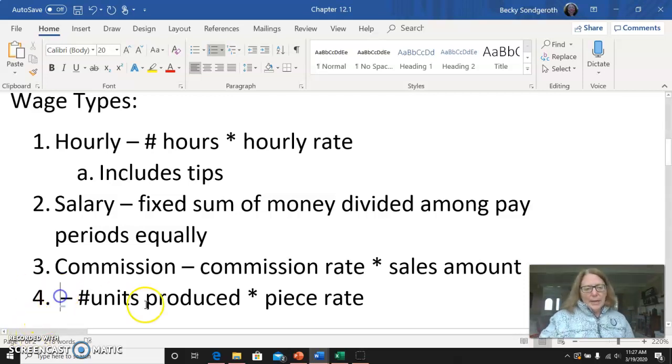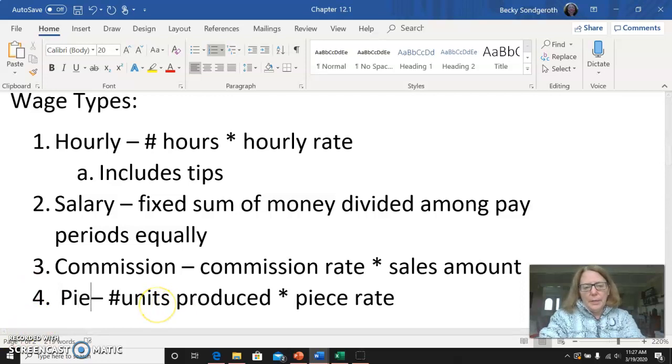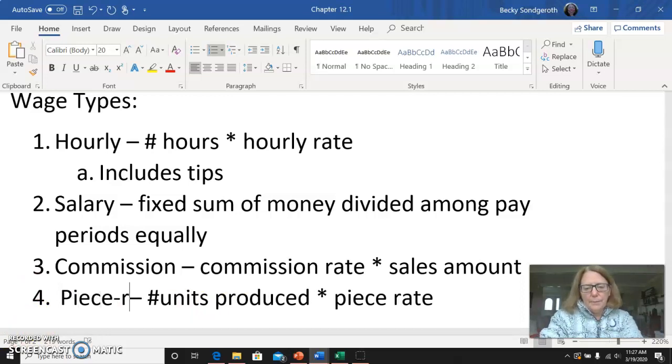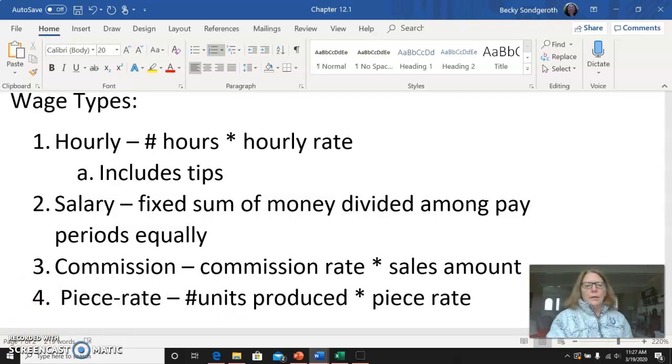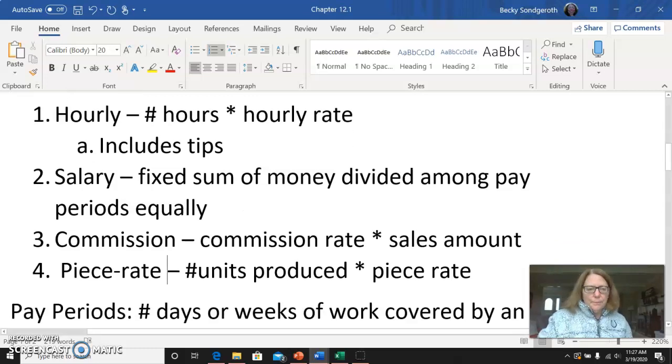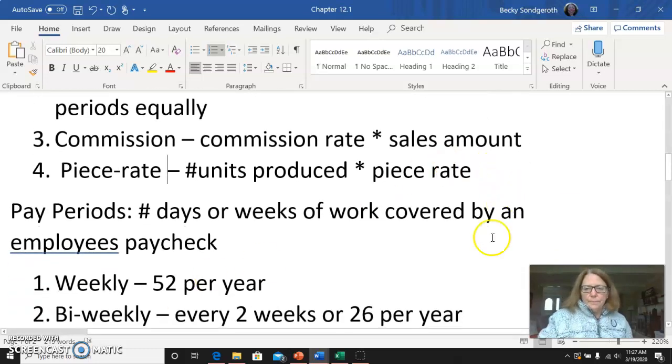And then the last type, which is not very common, is considered a piece rate, which car companies and some others might do. They say however many units come off the line, so I'm producing cars and we put 200 off the line that day and I get $1 for every single one that comes off the line, then I get $200 of wages that week.